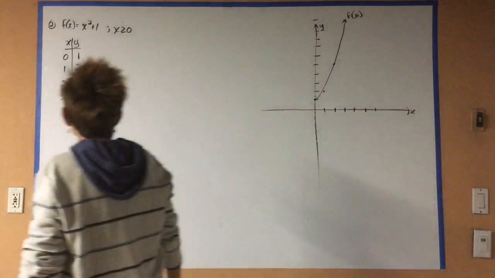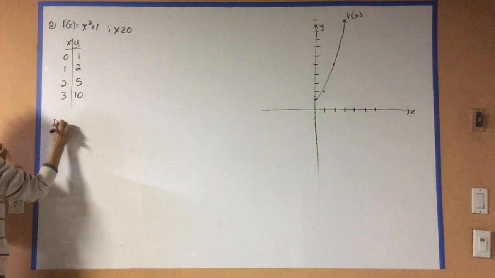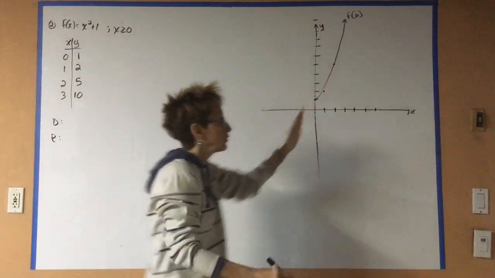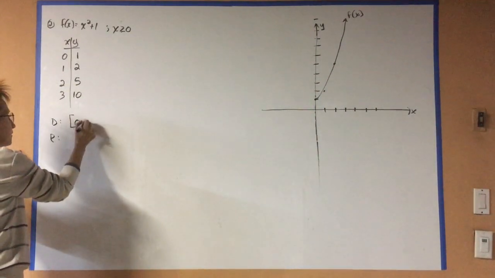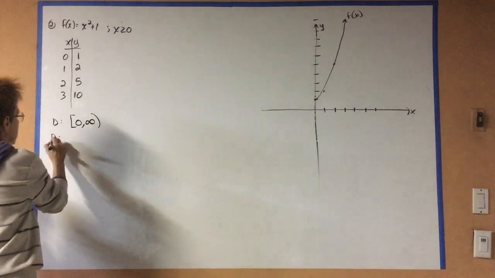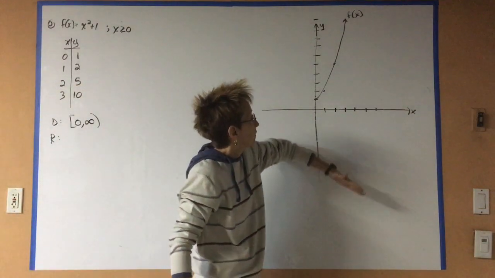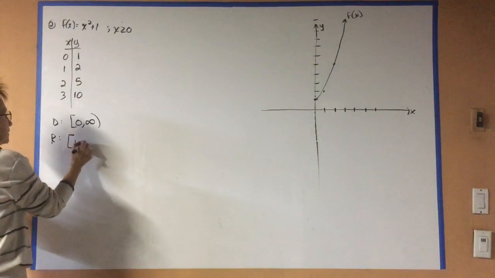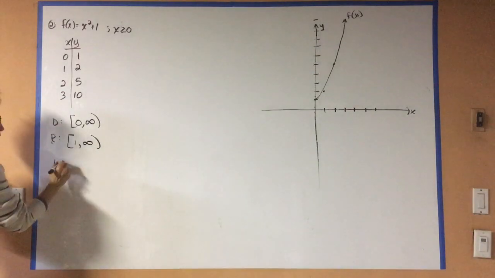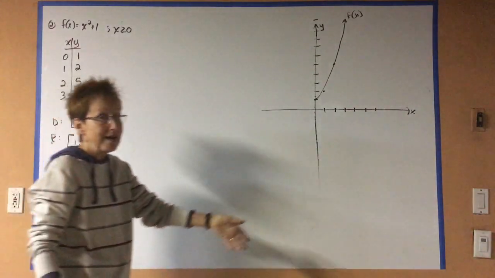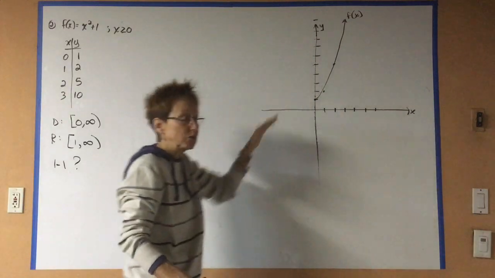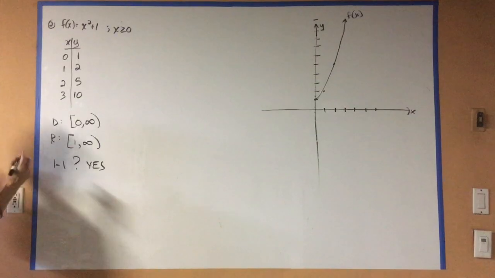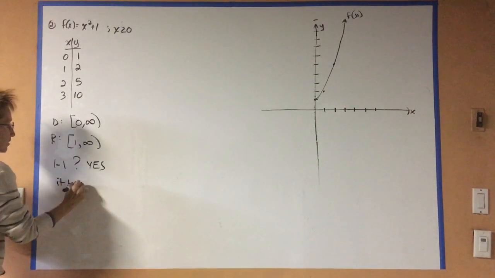So there's f of x. Domain and range. So domain from left to right starts at 0, goes to infinity. So bracket 0 to infinity. The range, nothing down here. In fact, the y values start at 1 and then they go to infinity. 1 to infinity. And is it one-to-one? And you're going to tell me yes. Passes vertical line test, passes horizontal line test. So yes, it is one-to-one. So that means it has an inverse.